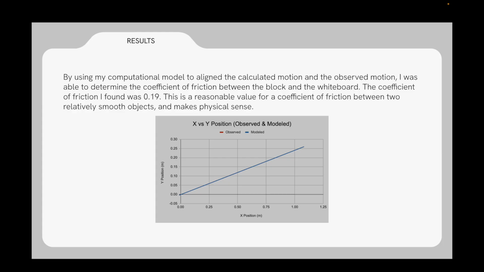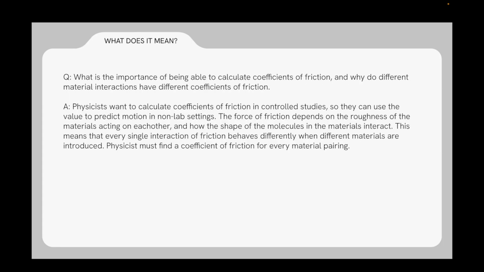Now, what does it mean? What is the importance of being able to calculate coefficients of friction, and why do different material interactions have different coefficients of friction? Well, physicists want to calculate coefficients of friction in controlled studies so they can use the value to predict motion in non-lab settings. The force of friction depends on the roughness of the materials acting on each other and how the shape of the molecules in the materials interact. This means that every single interaction of friction behaves differently when different materials are introduced. Physicists must find a coefficient of friction for each material pairing.